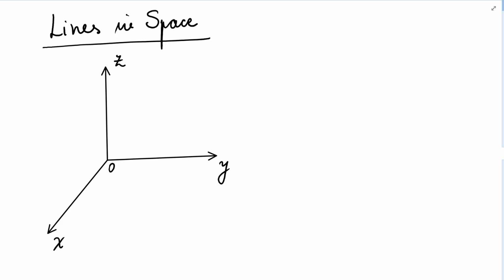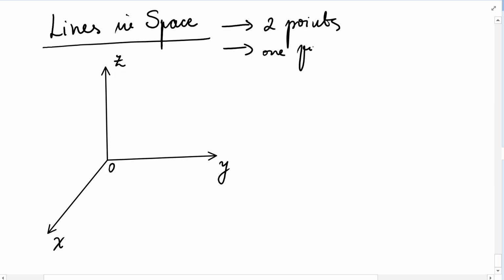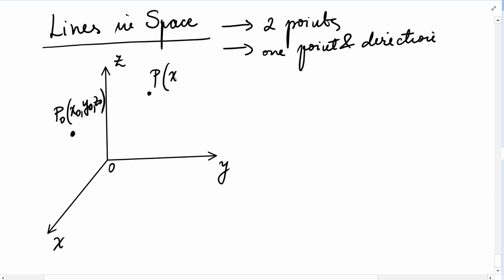In this video, we'll talk about lines in space. In order to draw lines in space, we need either 2 points or 1 point and a direction, a direction of a vector. So let's say we have a point P naught of coordinates x naught, y naught, z naught, and a variable point P of coordinates x, y, z.